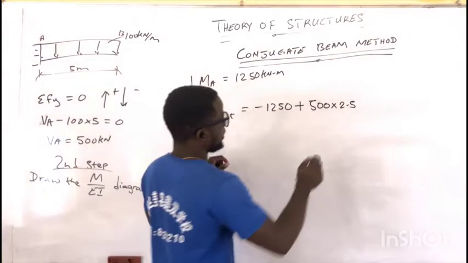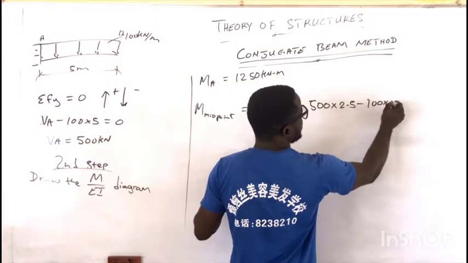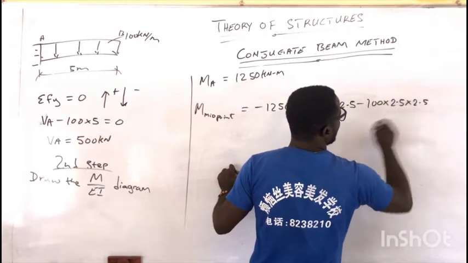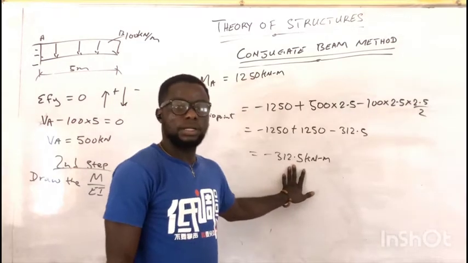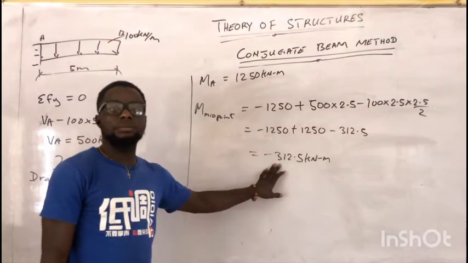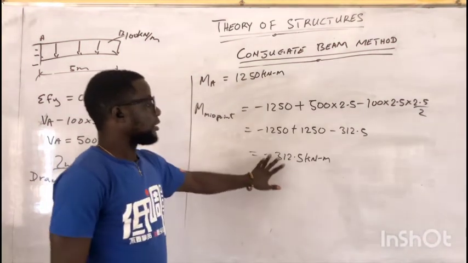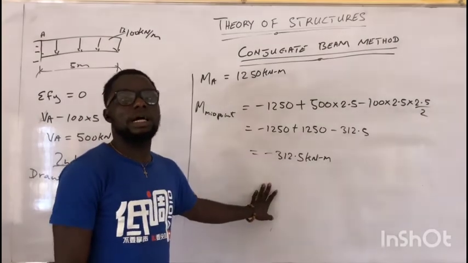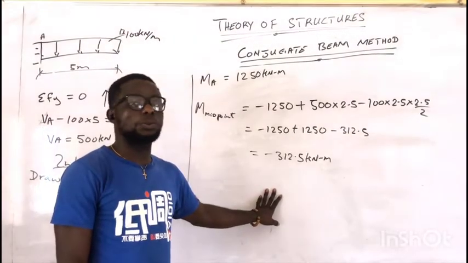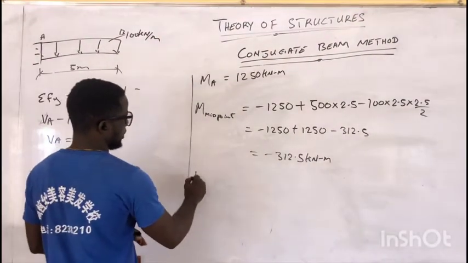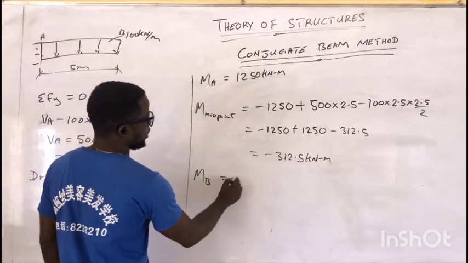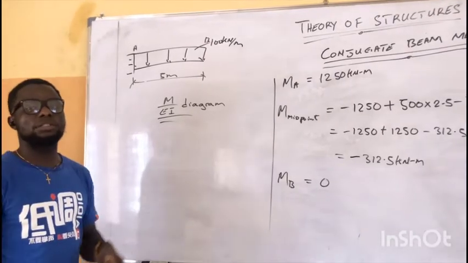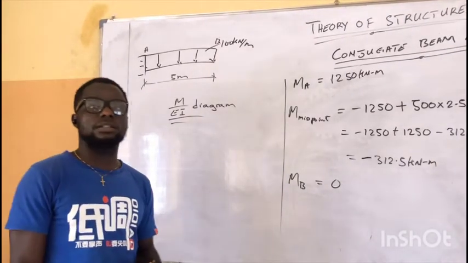Then minus 100, you arrive at the bending moment at the midpoint, which is this. So then you should know that the moment at the free end is always equal to 0. So the moment at B equals 0. So we have gotten the bending moments at the necessary points.